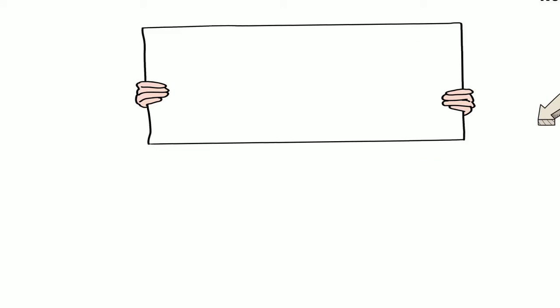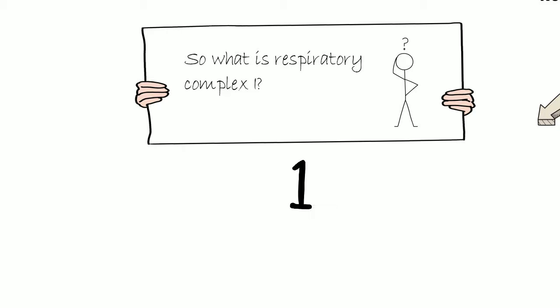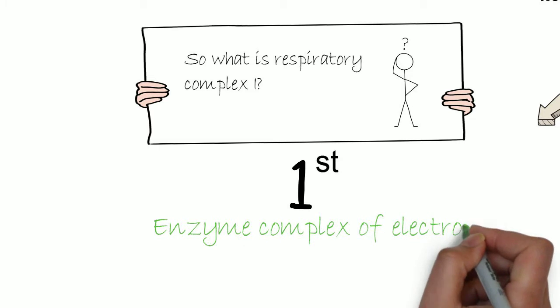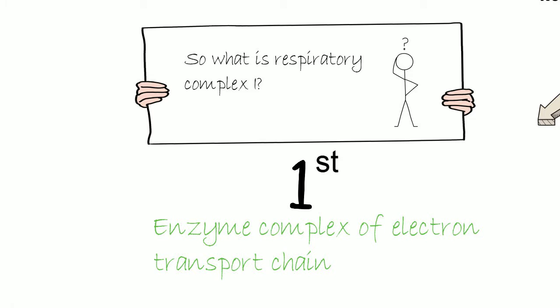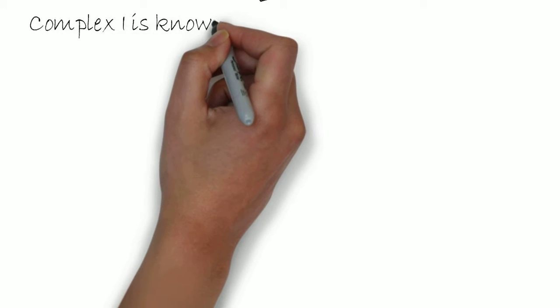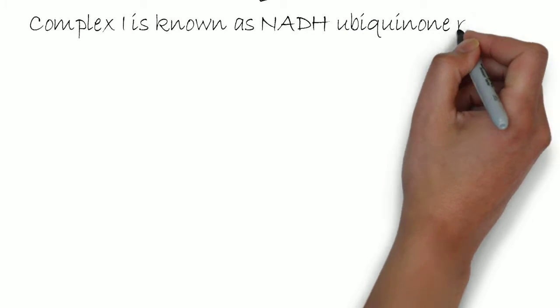So now let's have a look at what respiratory complex 1 really is. Respiratory complex 1 is the first enzyme complex in the electron transport chain. Electron transport chain is the third step in the respiration. Complex 1 is known as NADH ubiquinol reductase.